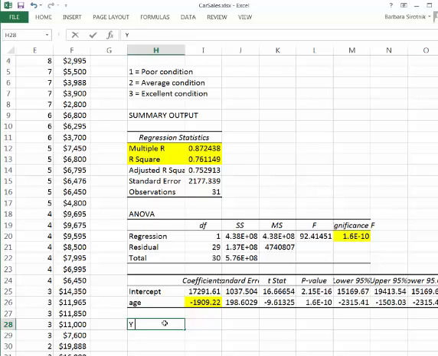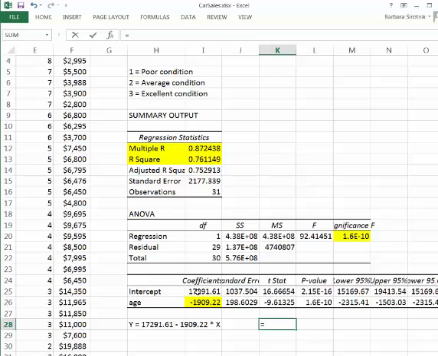The predictive model is that the y is going to equal 17,291.61 plus a negative, or we can just put it in as a minus, 1909.22 times x. So, what would happen if we have, say, a 5-year-old car? How much should we be willing to pay for that 5-year-old car?